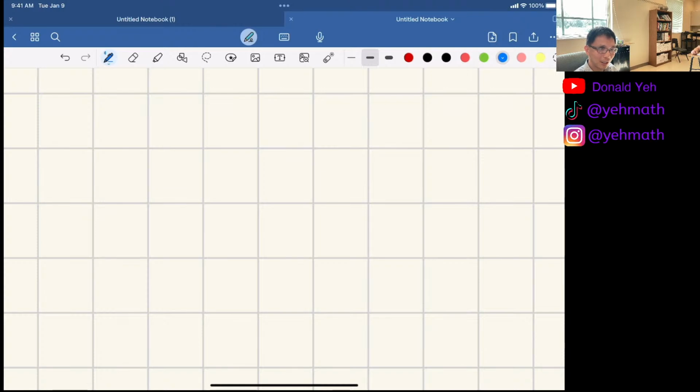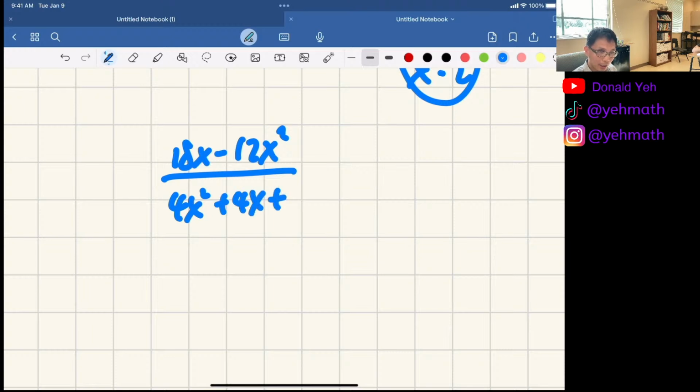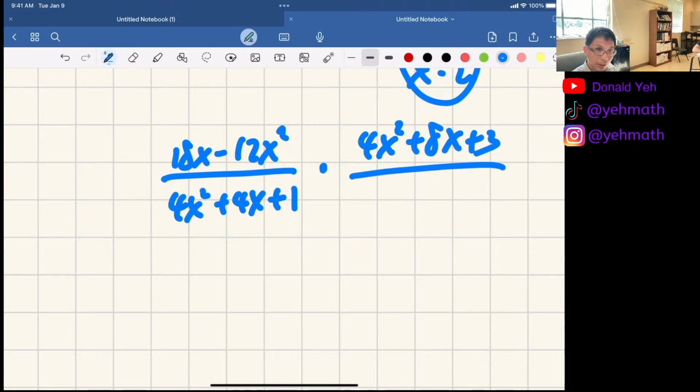All right, next question. I think the question was 32. So 18x minus 12x squared over 4x squared plus 4x. I'm using x instead of a because I don't like a, because my a looks like a 9. So 4x squared plus 8x plus 3 over 4x squared minus 9.